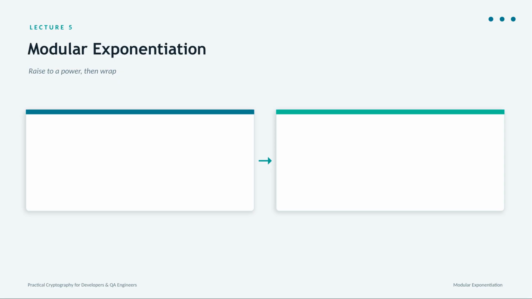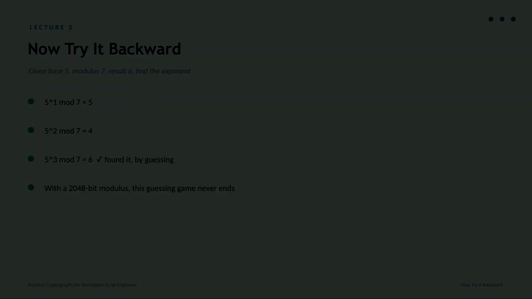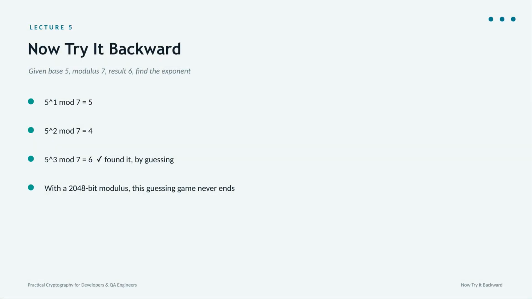It's easy enough when the numbers are small and you're going forward. But now, when you flip it around, that's where you'll see the security appear. Suppose I told you the answer was 6, and the modulus was 7, and the base was 5. Could you tell me what power I raised it to? Well, you have to guess. You'd try 5 to the power of 1, which is 5, and then you try 5 to the power of 2, and you try 5 to the power of 3, until you land on 6. With tiny numbers, you can brute force it.